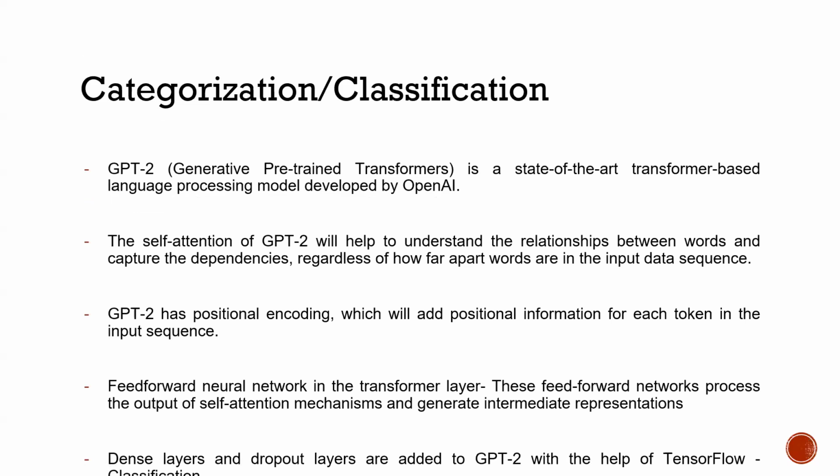Okay. So this is how we have done categorization or classification. We used generative pre-trained transformers for taking the features from each data. Self-attention of GPT will help to understand the relationship between words and capture the dependencies. GPT has a positional encoding. That means we will get position information for each token in the input sequence. That's why we have selected GPT-2, so that it will have proper positional encoding. Then next we have added a dense layer and dropout layer to GPT-2 with the help of TensorFlow for classification purpose.